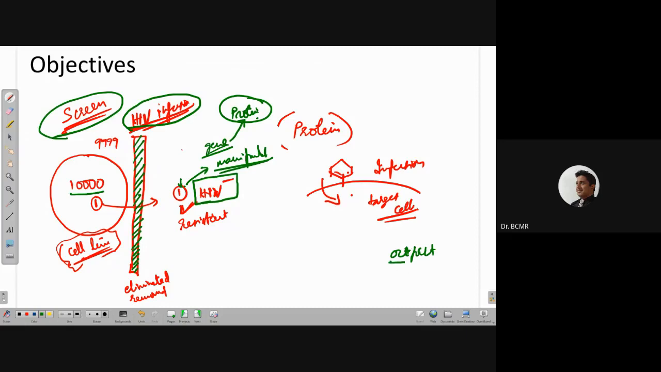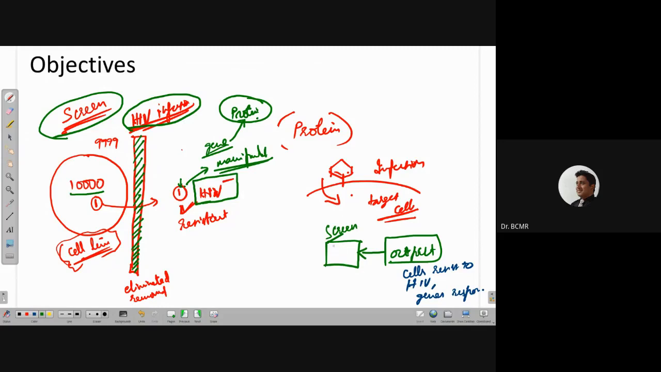Here, the output I'm expecting is cells resistant to HIV. Once I know the cells resistant to HIV, I will know about the genes responsible for it. This is my output. You are starting with a question. Then you should know how I can generate that. That will be your ability to generate this screen, or design the screen.